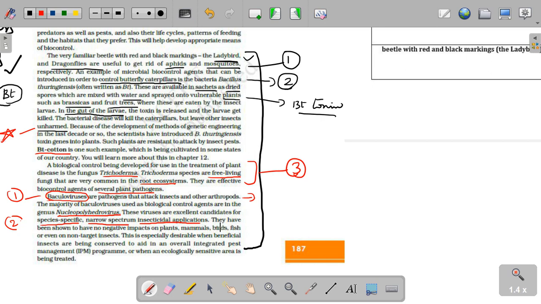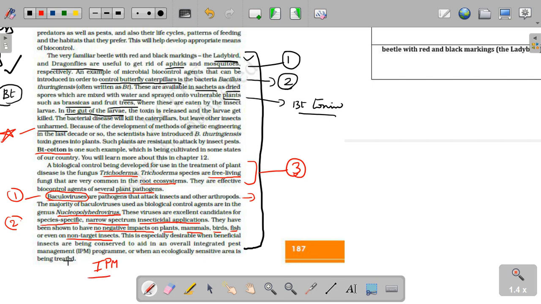They have shown no negative impact on plants, mammals, birds and fish, or even non-target insects. So it's the best way to maintain the health of the ecosystem without killing other organisms. This is especially desirable when beneficial insects are being conserved to aid in overall integrated pest management. Integrated pest management program. This is very important. One mark question. IPM means integrated pest management.